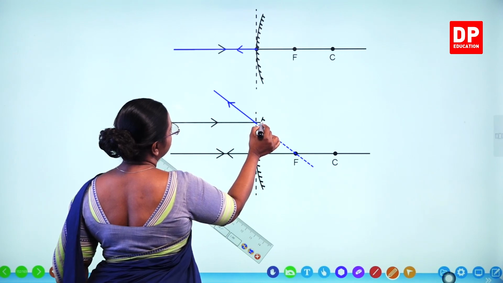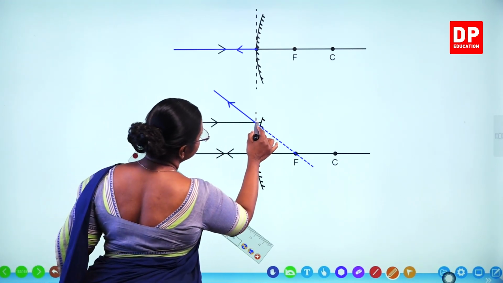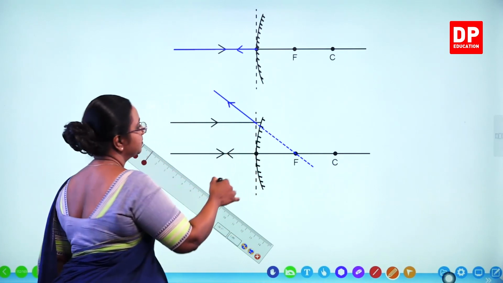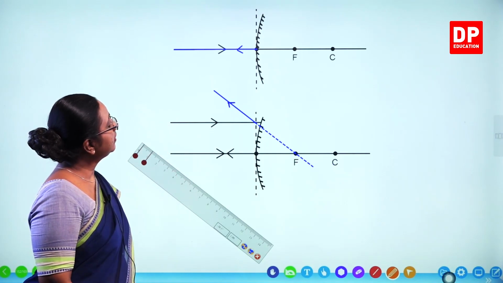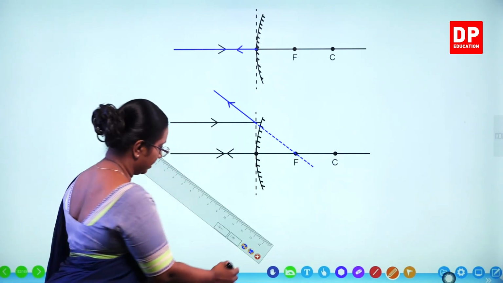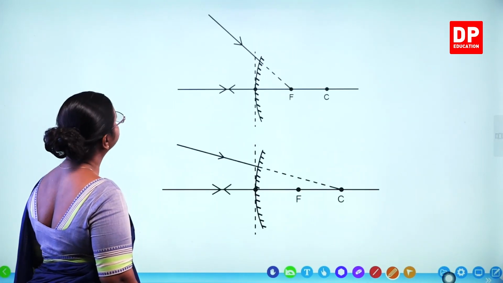The ray that's coming parallel gets diverged. And students, you have to make sure that you diverge from this point where we have the line. So that is how we draw the two rays here. With that, I'll go on to the next one.